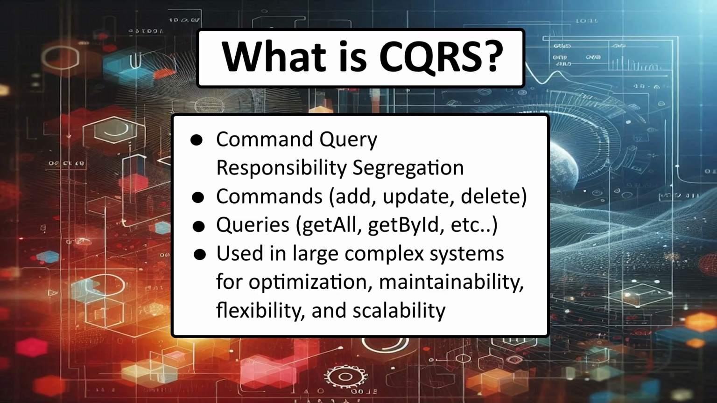The Command Query Responsibility Segregation pattern, as the name implies, separates the commands from the queries. The commands are everything that changes or writes to a system, for example, the add, update, and delete methods, while the queries are everything that reads from a system, like a getAll or getById method. This pattern is often used in very large complex systems where read and write operations need to be optimized independently. This separation of concerns leads to better maintainability and scalability.